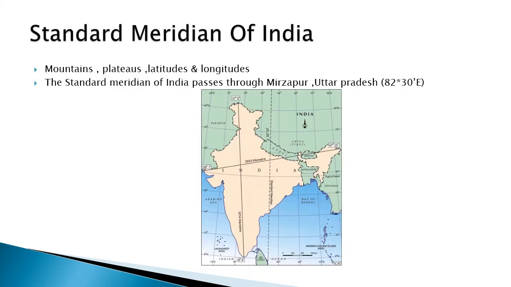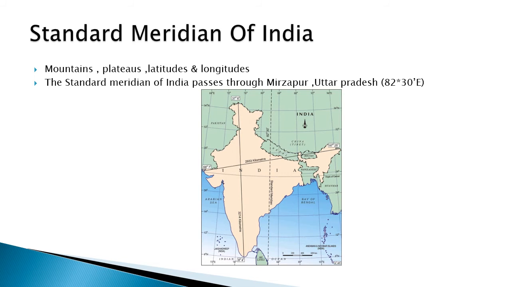Let us begin understanding the concept of the standard meridian of India. Why did India choose a separate standard meridian for itself? Before that, we should understand the various factors that influence time in India. The four factors that influence time in India are mountains, plateaus, latitudes and longitudes. These four things are responsible for influencing the time in India.